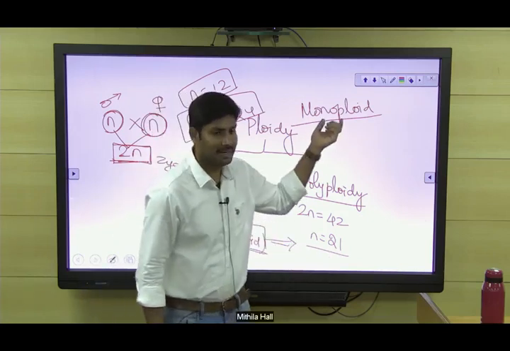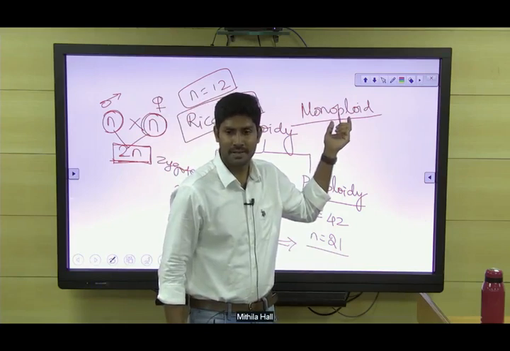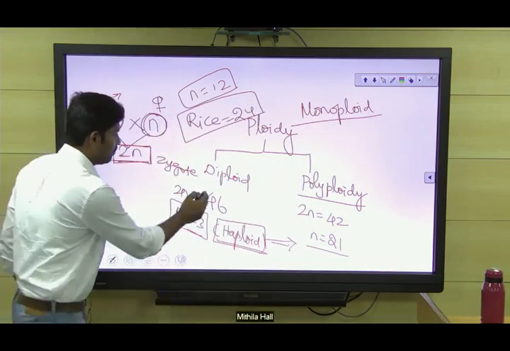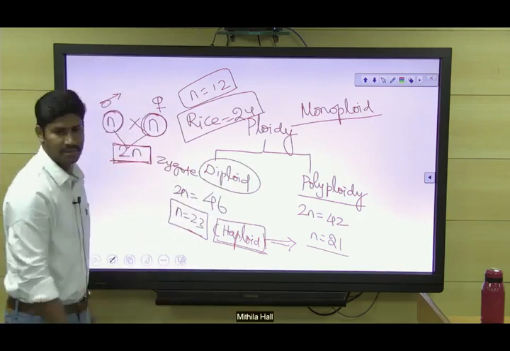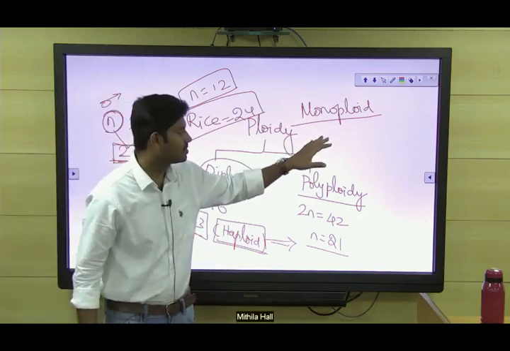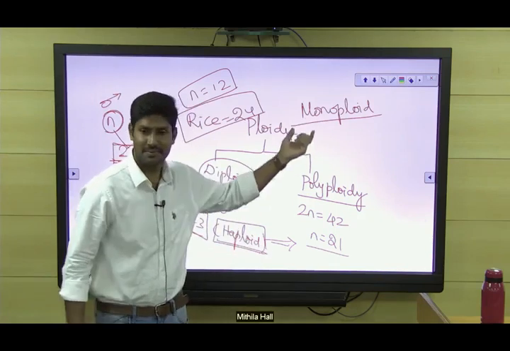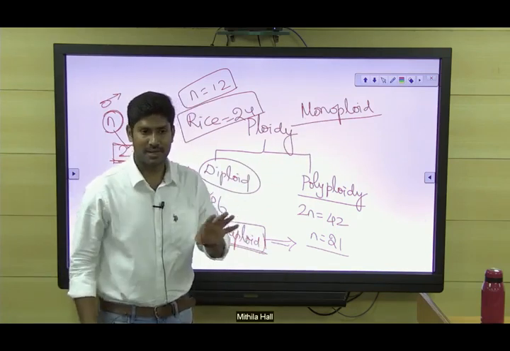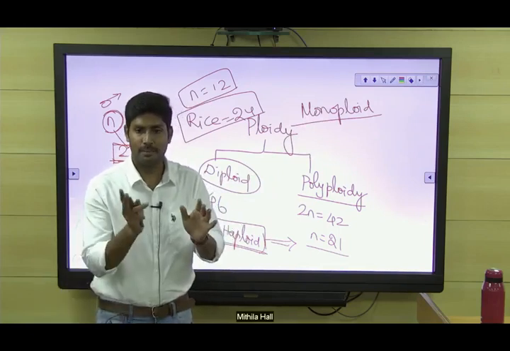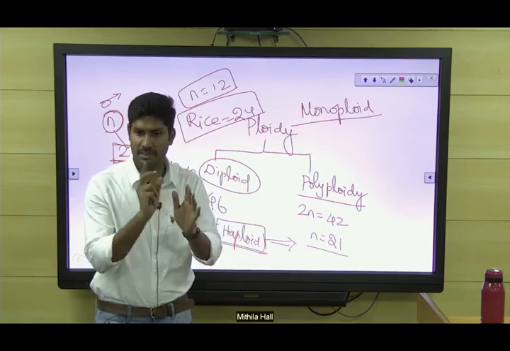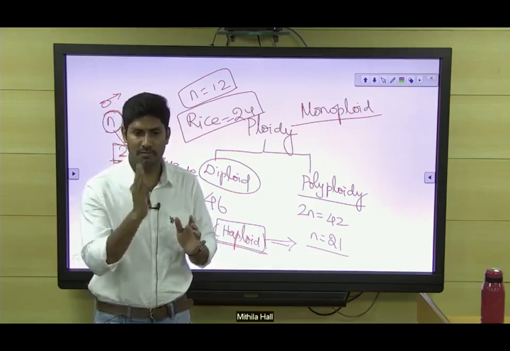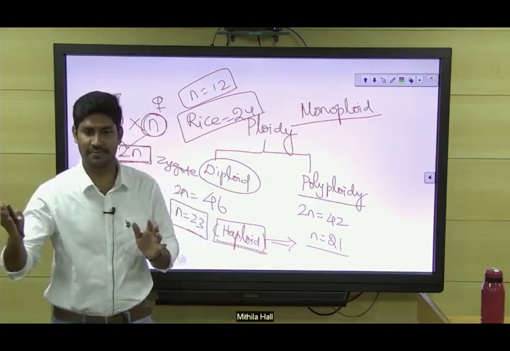We use one more term called monoploid. This monoploid we apply only for the true diploid species. Why am I telling this concept? Because often we get confused regarding the monoploid and haploid, because they seem the same. Usually we say that monoploid means half chromosome. Di means 2, mono means single. So half the chromosome number of a diploid is called monoploid.